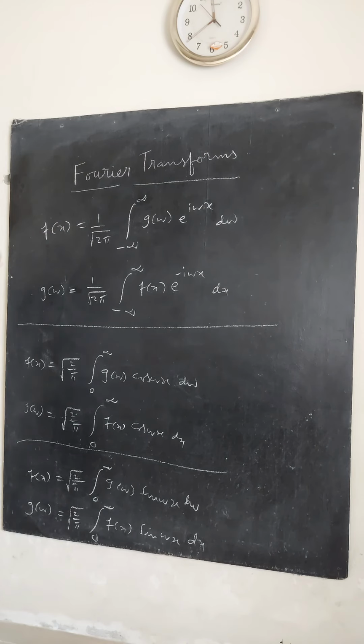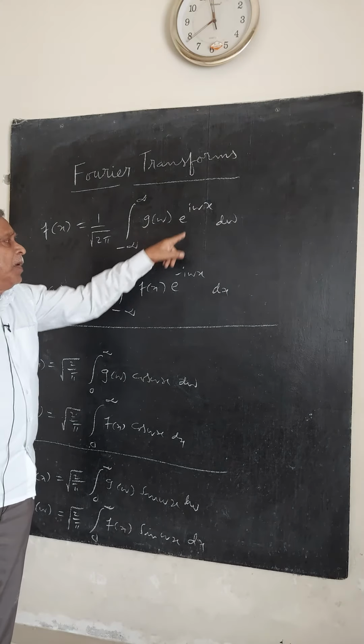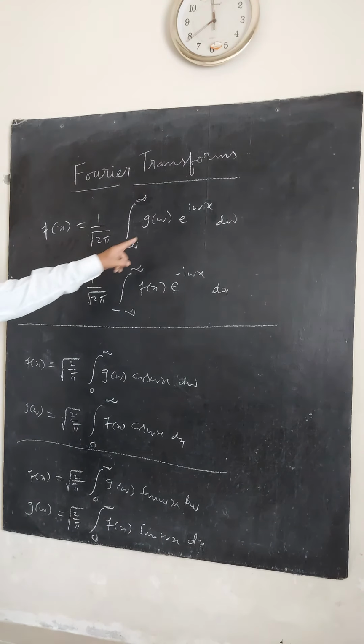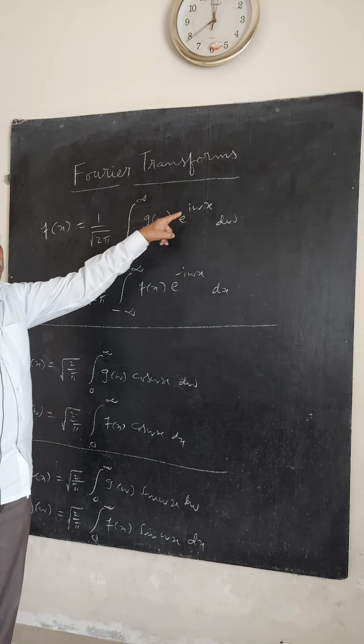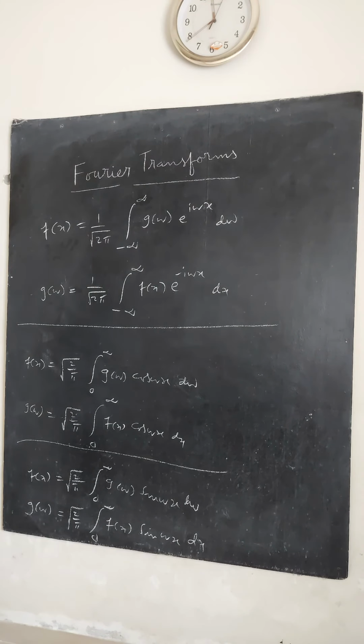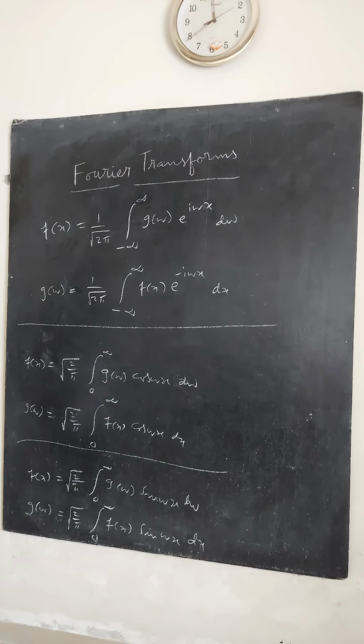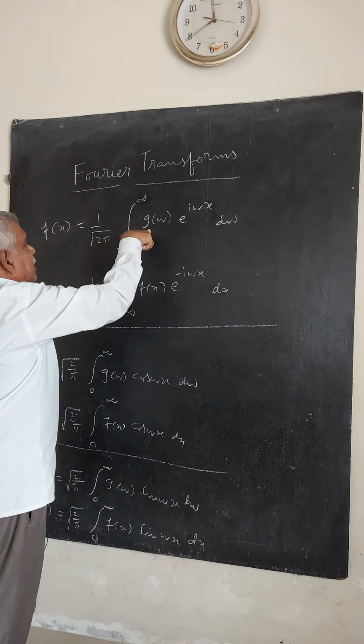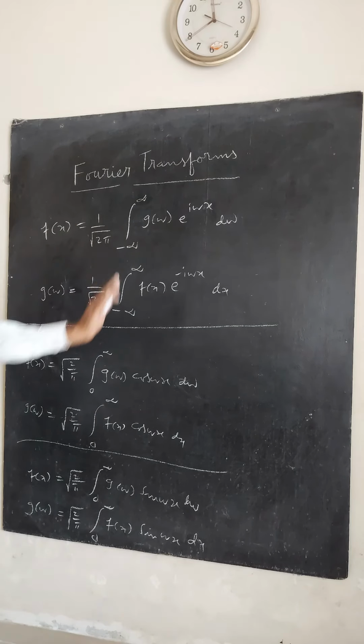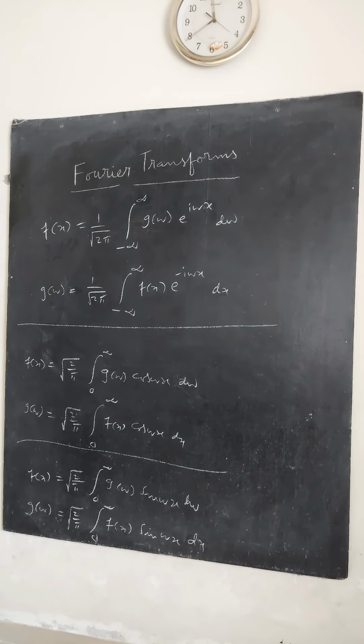This is first, just Fourier transform. This is called the complex form of Fourier transform. E power i omega x comes, therefore it is called the complex form of Fourier transforms. G omega is the Fourier transform. After finding g omega, we put it into the first integral and we will get the result. That is what they will ask in the examination.